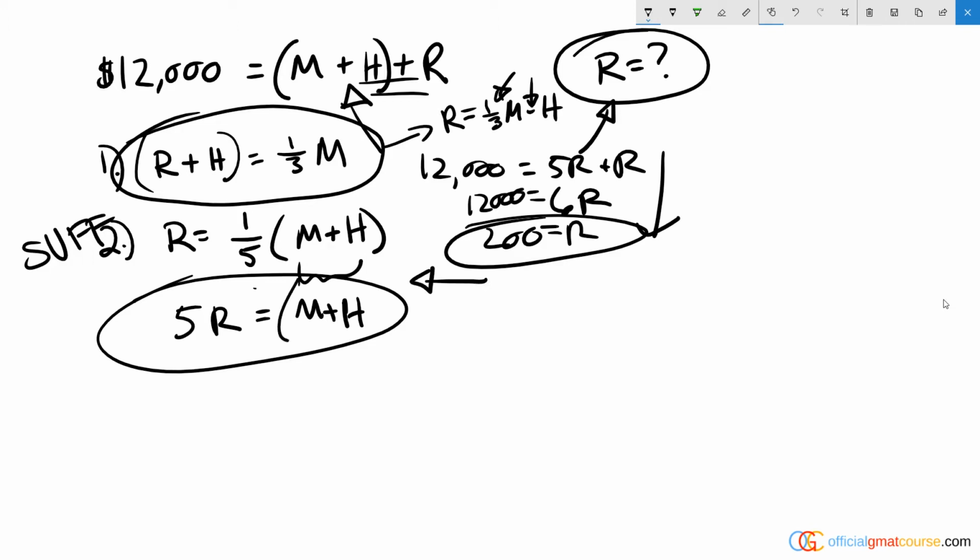I can only solve them as a group together, the total of those two. So because the R and the H are lumped together, I can't solve R. But because the M and the H were lumped together in statement 2, I could. Statement 1 is insufficient, and this gives us answer choice B.